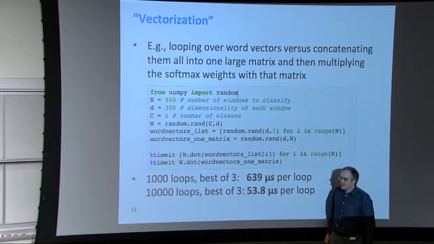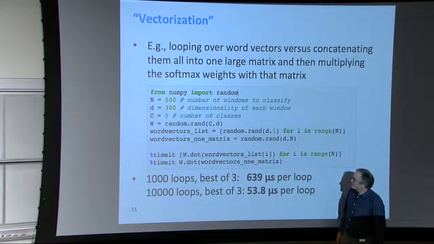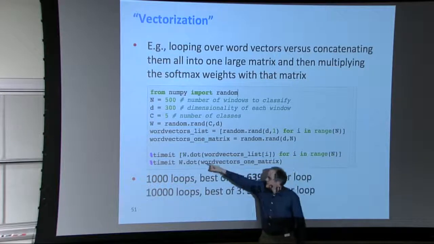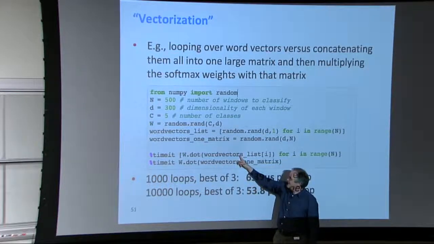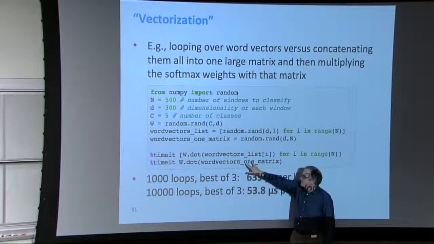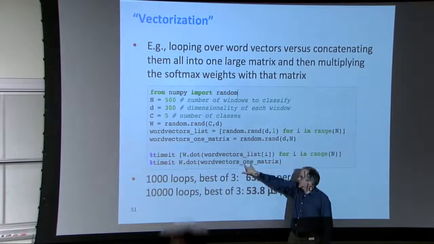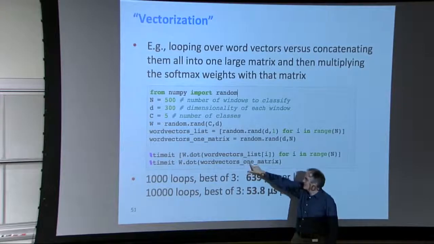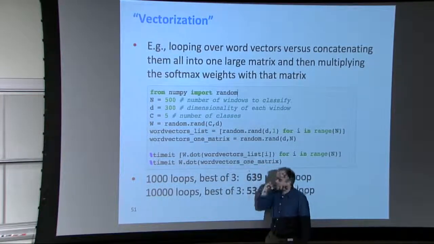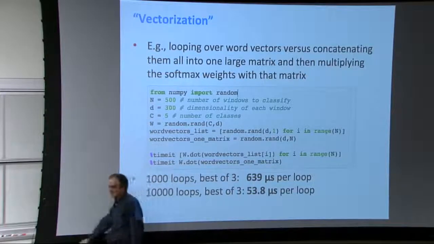But when we want to be clever people that are doing things fast, we say rather than work out this W dot one word vector at a time in a for loop, we could instead put all of our word vectors into one matrix and then do simply one matrix multiply of W by our word vector matrix.